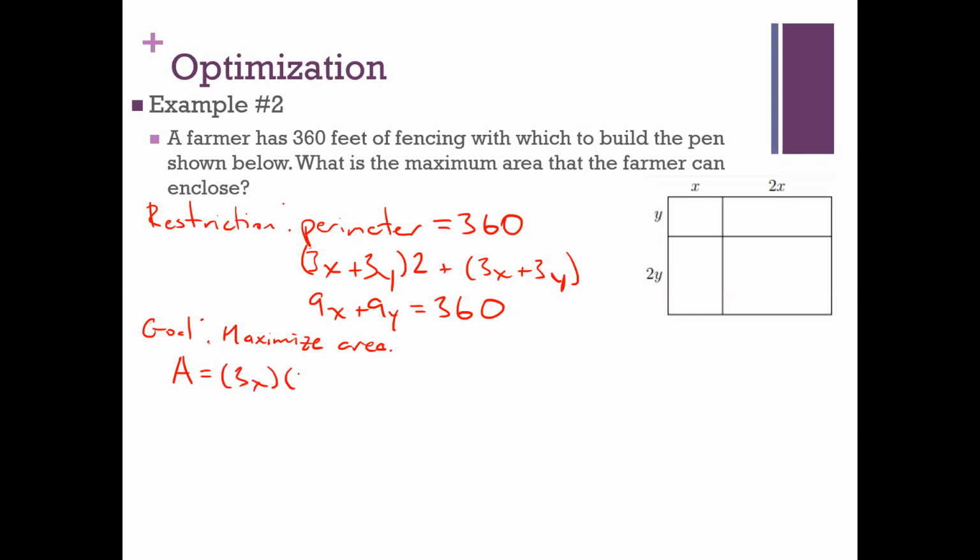This is also 3x times 3y. We okay with that? Yep. Length times width. So this right here is 9xy, right? Okay, so I have my restriction. I have the thing that I'm trying to make large. In this case, I'm trying to make it large, not small. Where can I go from here?